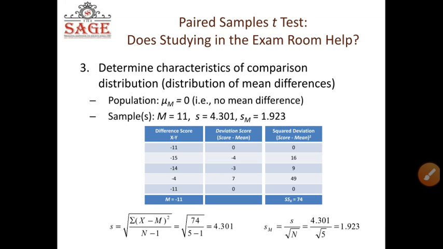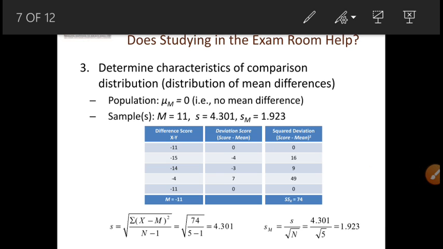Paired sample t-test, determine characteristics of comparison distribution. Population mean यहाँ पे आपका क्या है? Naturally it's going to be 0. Why is it going to be 0? That means आप exam room में पढ़ो or you're studying in a different room, the difference is the same, and there is no difference. The difference is the same means there is no difference.